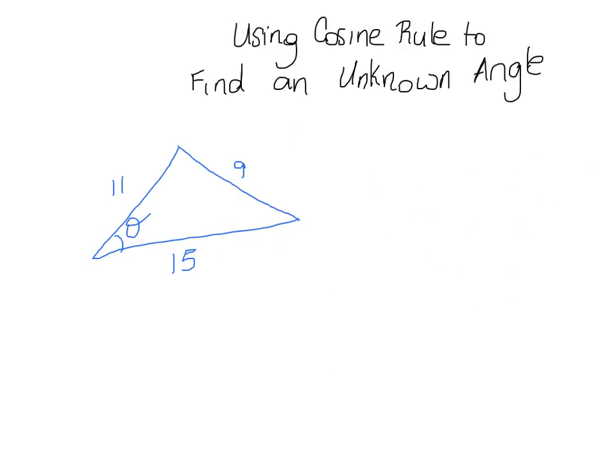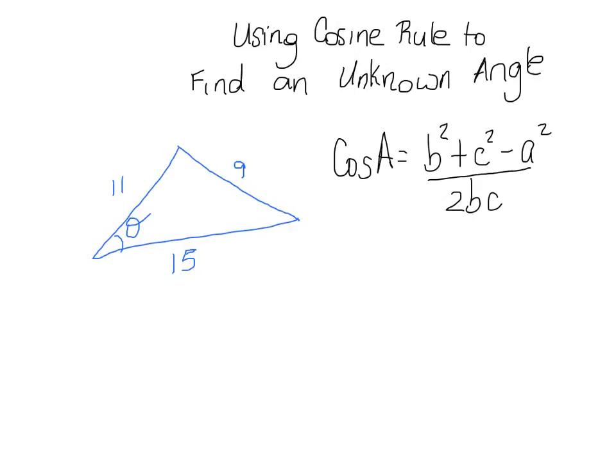Cosine rule can also be used to find an angle, any angle in a triangle, if you're given all three sides. And so the formula that we said we would use in this case is a rearranged version of the formula we were using before. And that's cosine A equals b squared plus c squared minus a squared over 2bc.